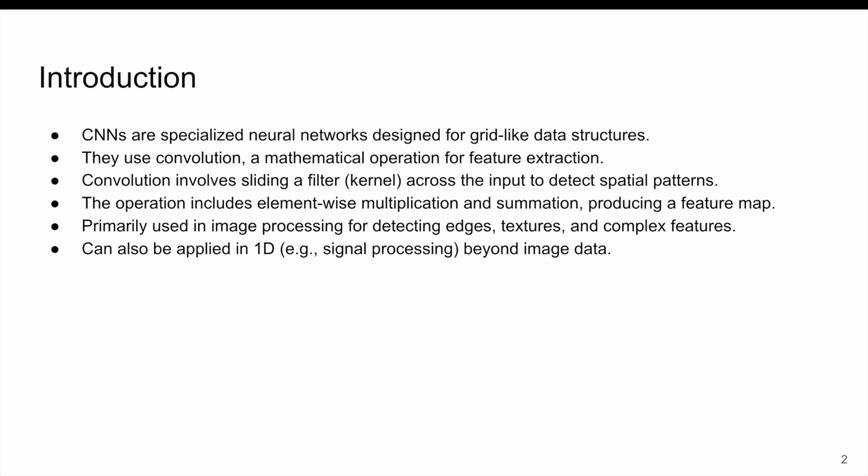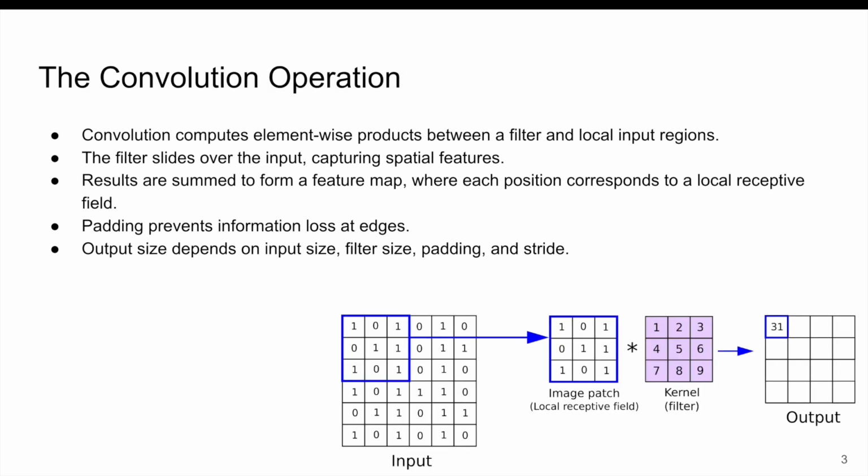Convolution basically involves sliding a filter or a kernel across the input to detect spatial patterns. The operation includes element-wise multiplication and summation, producing a feature map. So the output of a convolution operation is a feature map. Primarily, it is used in image processing for detecting edges, textures, complex features. It can also be applied in one-dimensional data like signal processing, which is beyond image data.